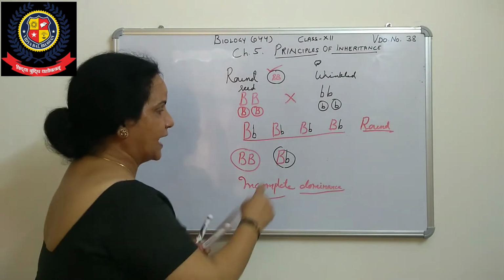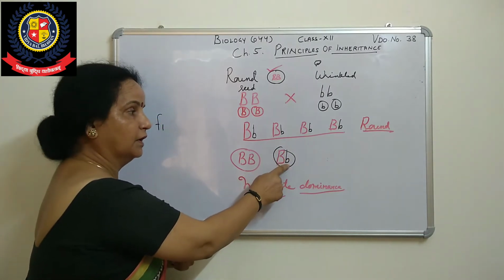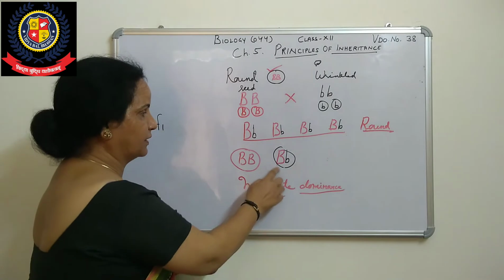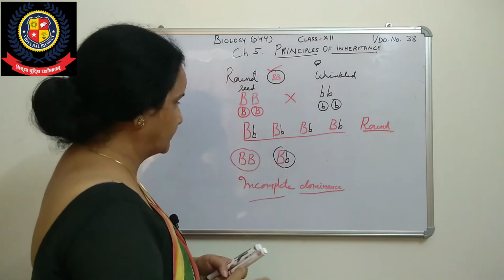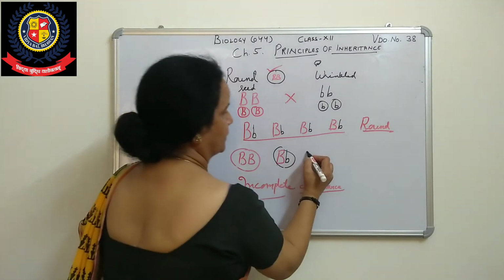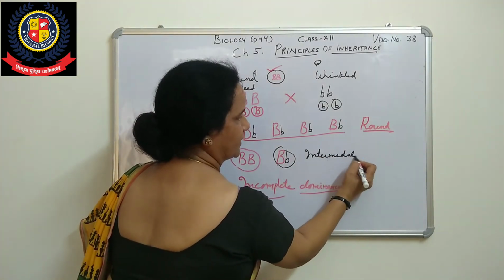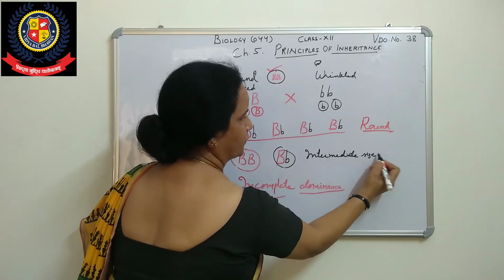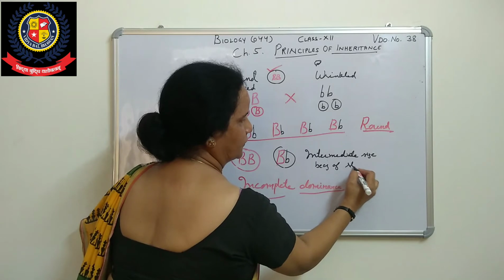Means here the dominant allele is not completely dominant to this one. If it were completely dominant, it would be just like it. But no, it will be intermediate round. That is an intermediate size, intermediate size because of the sugar and starch amount.